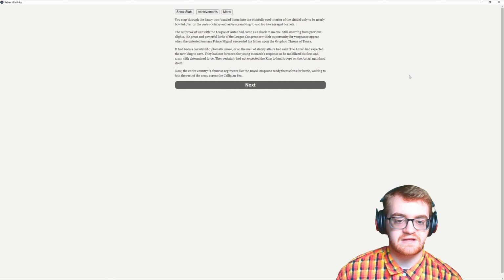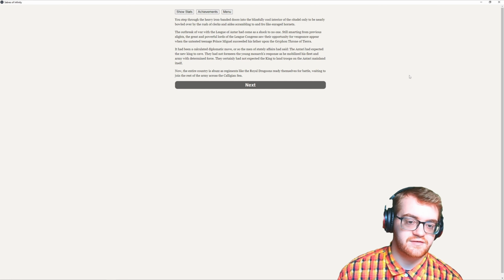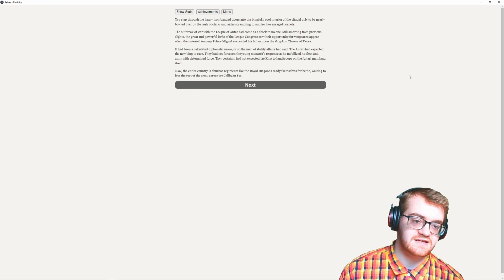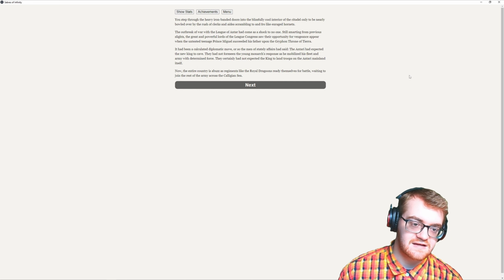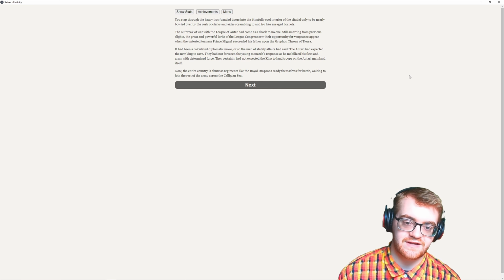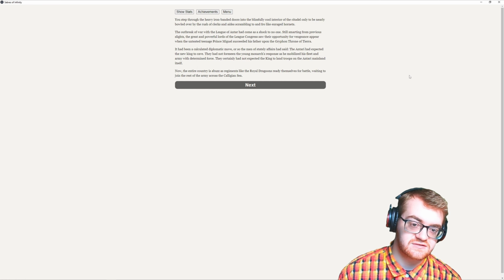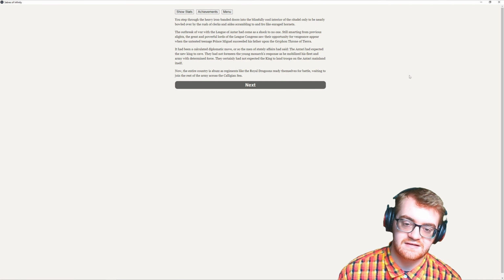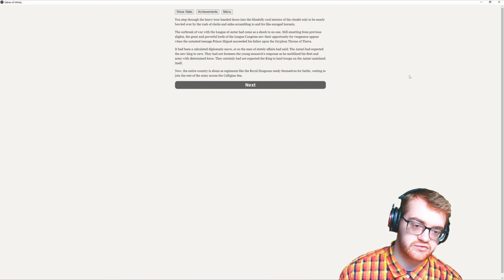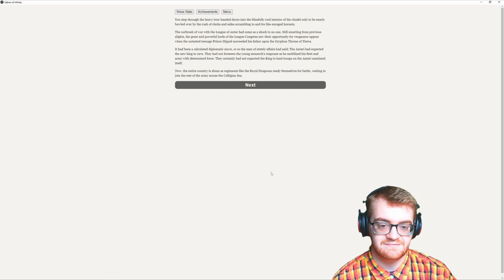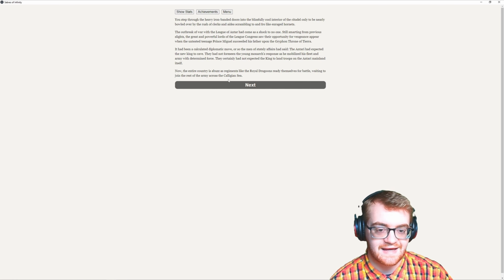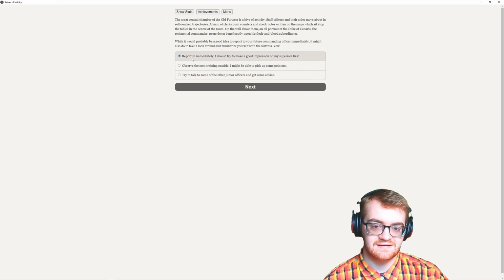It had been a calculated diplomatic move, or so the men of stately affairs had said. The Antares had expected the new king to cave. They had not foreseen the young monarch's response as he mobilized his fleet and army with determined force. They certainly had not expected the king to land troops on the Antares mainland itself. Now the entire country is abuzz as regiments like the Royal Dragoons ready themselves for battle, waiting to join the rest of the army across the Caligian Sea.